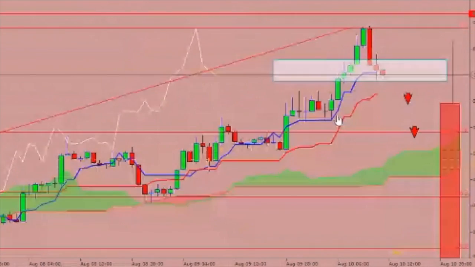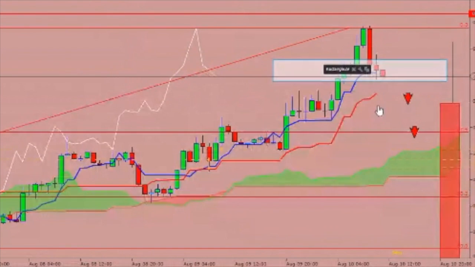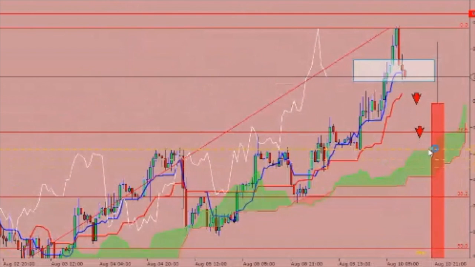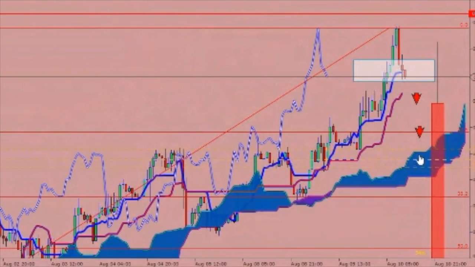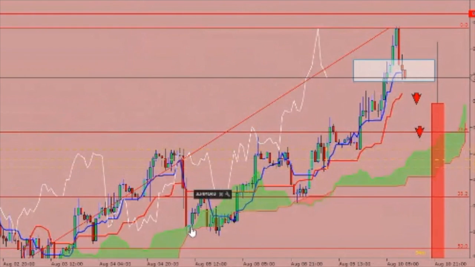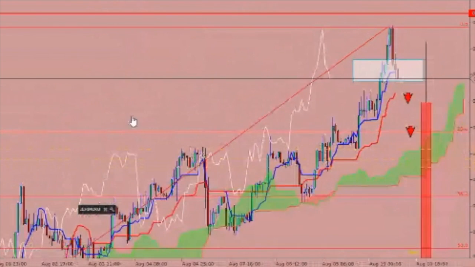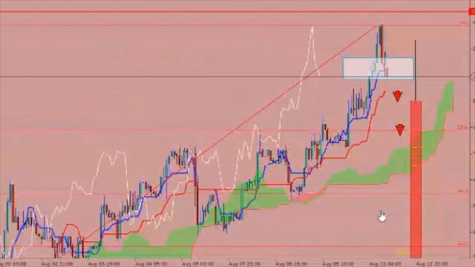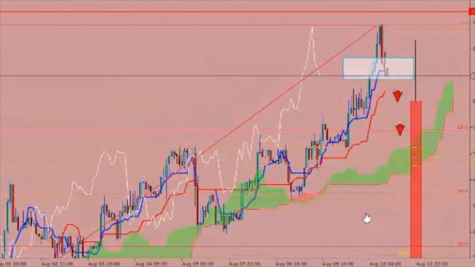Now that we're looking at this, we're going to look to take this short. And the reason for that is because the cloud, this bottom cloud here, actually serves as a support. You can see it happening here, the cloud serving as a support. You can see it happening numerous times where the cloud serves as a support. So the cloud serves as an area that the price will go to and sit around.